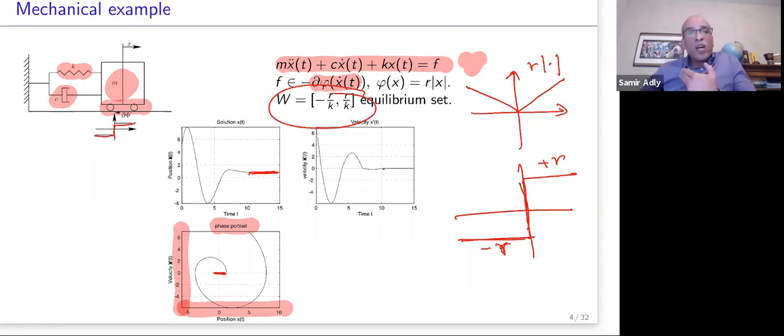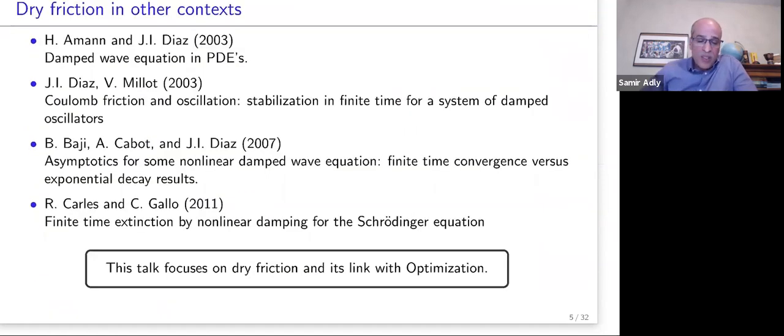So the question is, could we have a mathematical result, say in general, saying that under dry friction, the dynamic will converge in finite time to an equilibrium, okay? So this is the question that I will answer in just a few seconds.